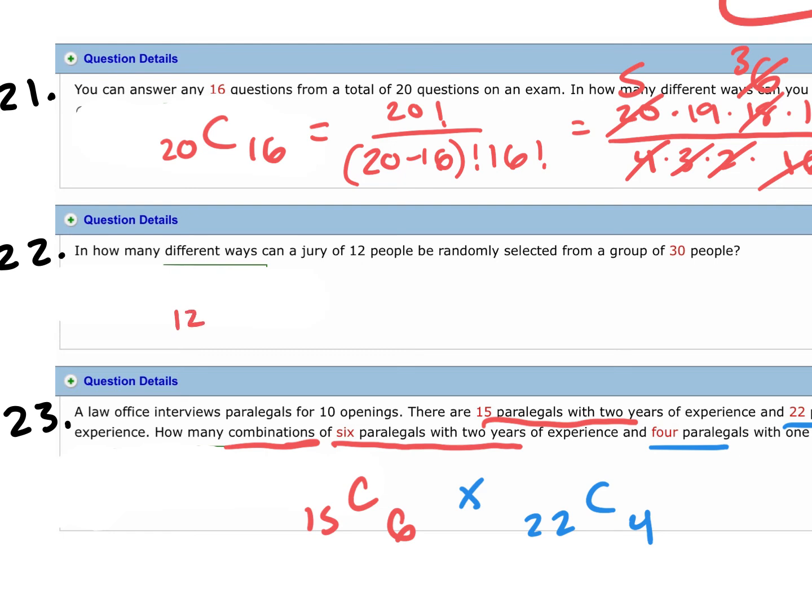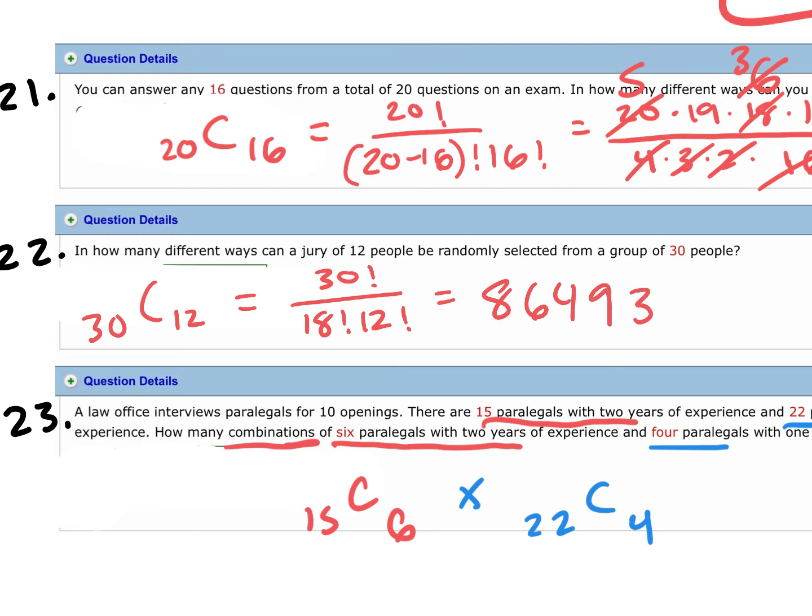So it'd be 30 choose 12. So 30 factorial over 30 minus 12, so that would be 18 factorial times 12 factorial. And we can put this in our calculator. So I got 86,493,225.